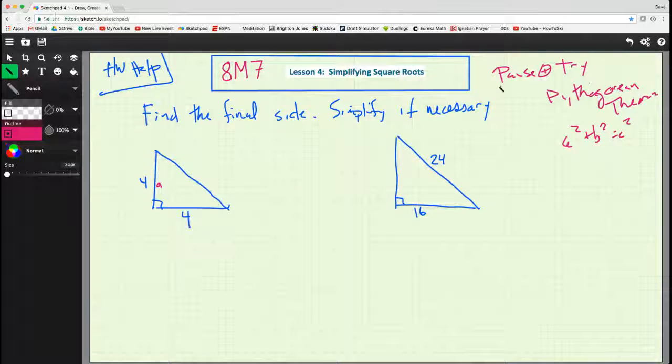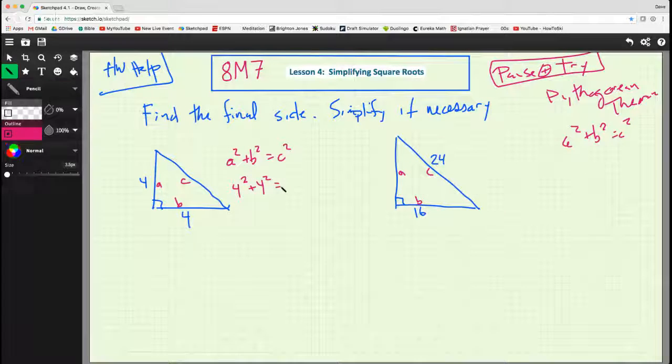Okay, so I assume that you've paused and you've tried these. You've tried to simplify. Both of these are going to require simplification, by the way. So we have our a side and our b side and our c side, and over here we have our a side, our b side, and our c side. So let's write this down. A squared plus b squared equals c squared. So that's 4 squared plus 4 squared equals c squared. So that's 16 plus 16 equals c squared. So that's 32 equals c squared.